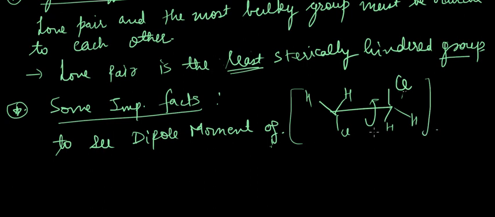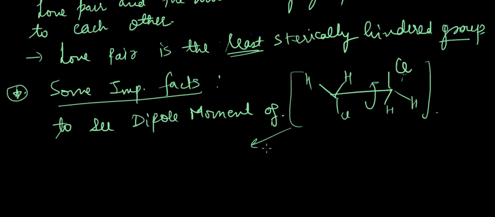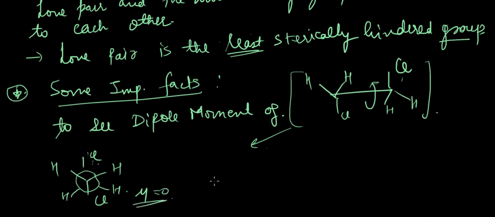Okay, so what I mean is, if you draw the staggered Sawhorse projection, or the staggered Newman projection, you would have something like H, Cl and again Cl, H and H. For this, mu is obviously 0, but if you have to see the dipole moment of the overall compound, then you can actually rotate the bond and see.